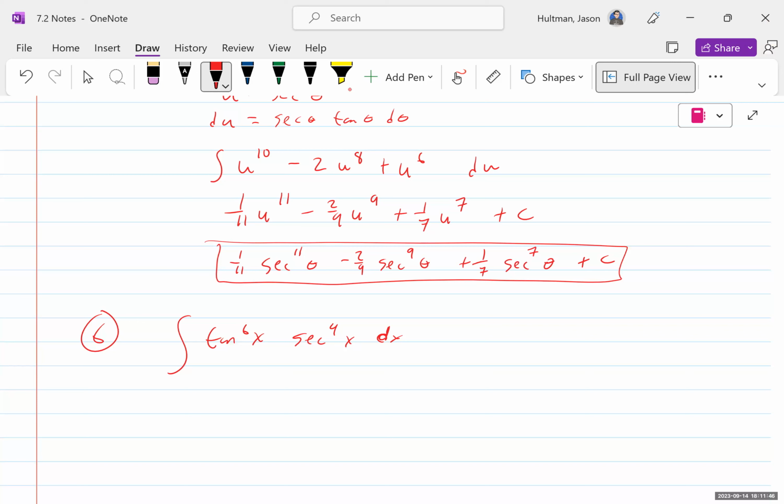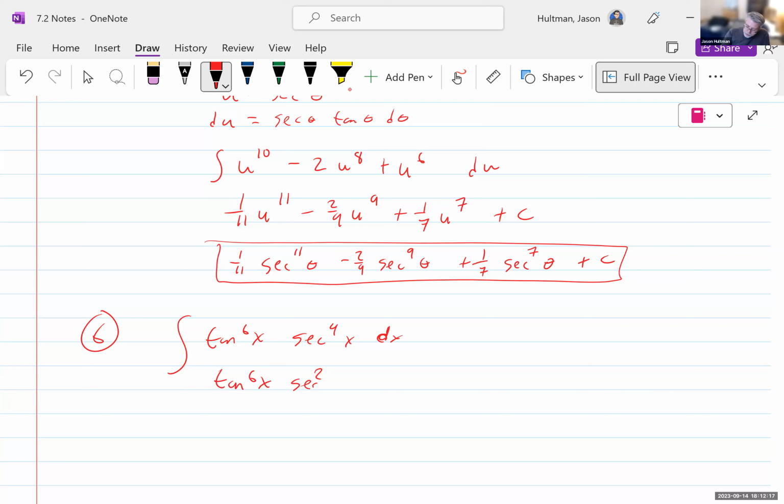For rule 1. Against even. Remove 1? No, she said rule number 1. Oh, rule number 1. Okay, well, what's rule number 1? It says if secant is even, factor out a secant squared and convert the remaining secants to tangents, right? So let's factor out a secant squared.